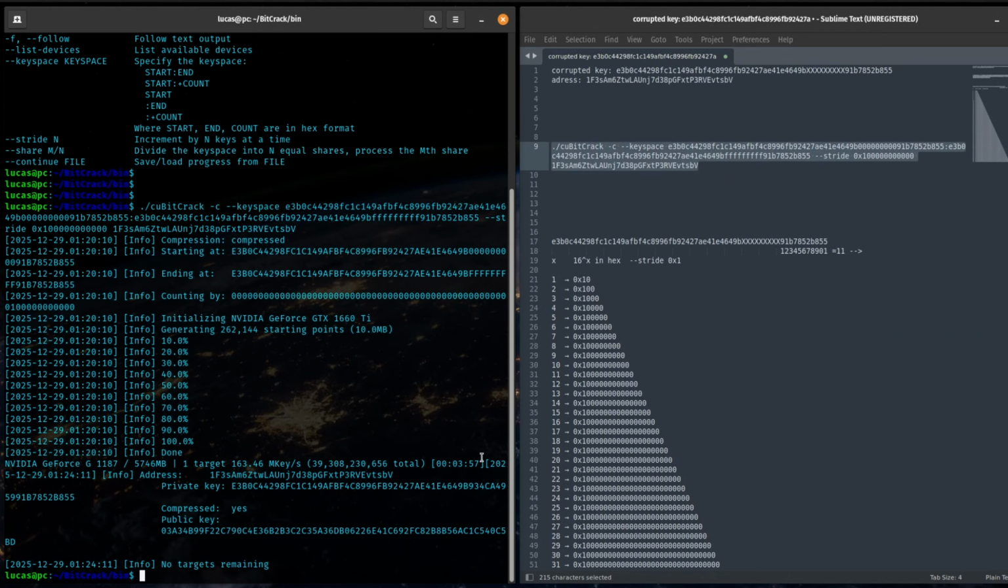Alright, the key's been found. It took a bit longer because this example had 9 characters instead of 8. It took 4 minutes for 9 characters.